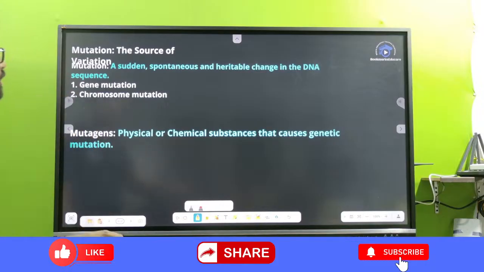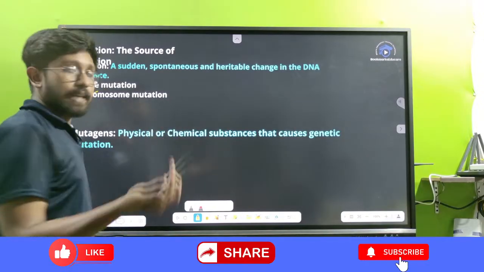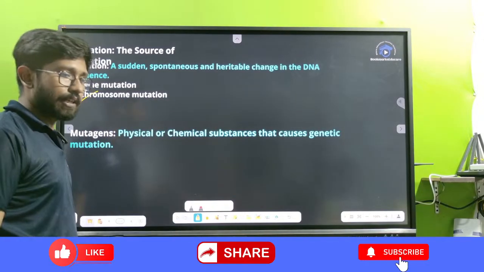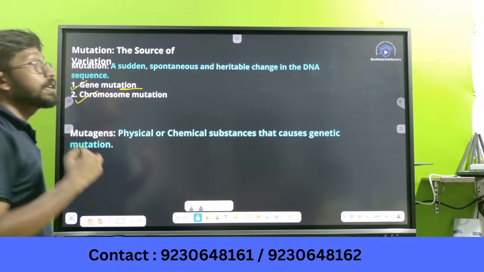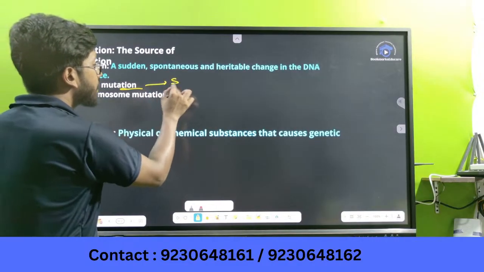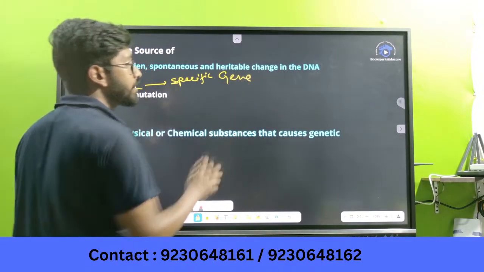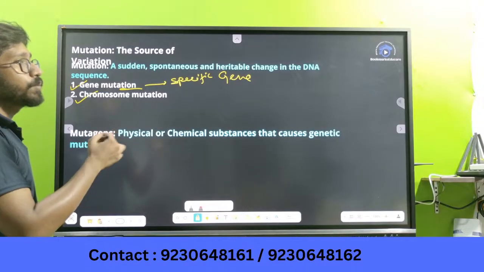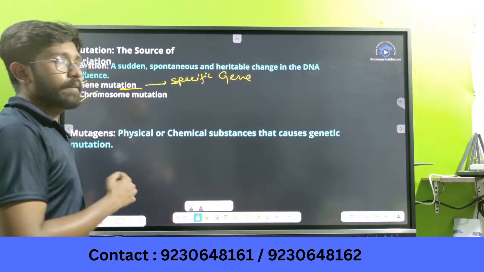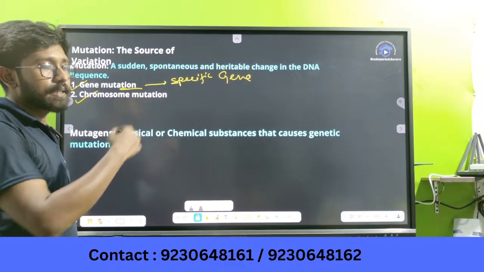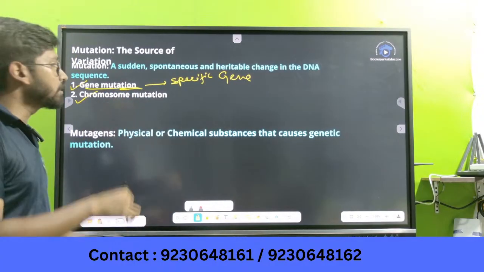Mutation can be of two major types: gene mutation and chromosome mutation. As I said, a chromosome contains DNA, and DNA contains genes. But when we say gene mutation, it means some changes have occurred inside a specific gene. A gene that was supposed to be AATTCG, AATTCG, had some changes made that made it CCTAGC. So that is gene mutation in a specific gene.